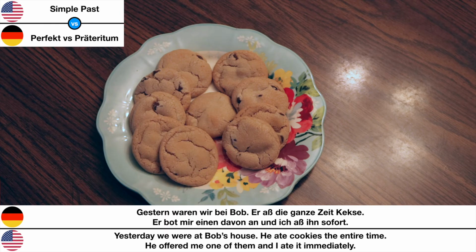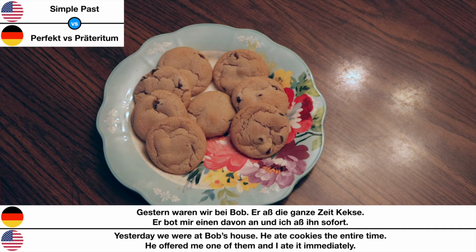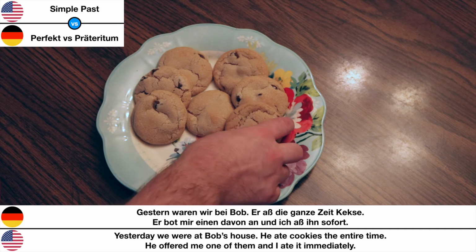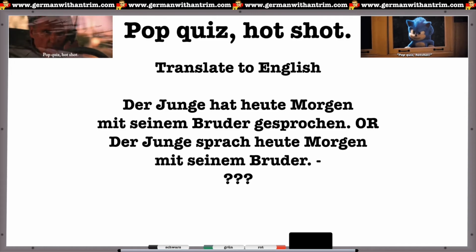I'm just relaying a story about the things that we did at Bob's house. The fact that these events are completed is not important to the story, and therefore I did not use the perfect tense. Pop quiz, hotshot. For the following quiz, I will write a version of the sentence in the perfect tense and another in the Präteritum, as the translations for both will be the same, regardless of which one I use in each of these sentences. How would you translate the following sentences?